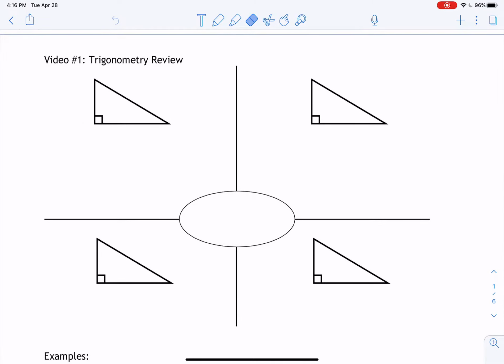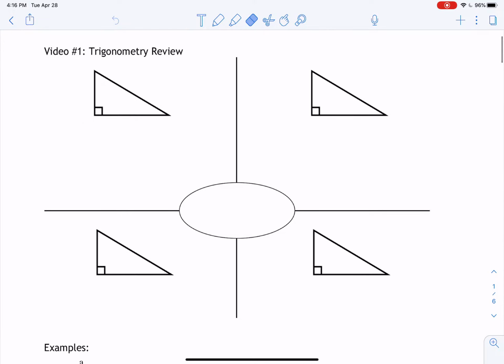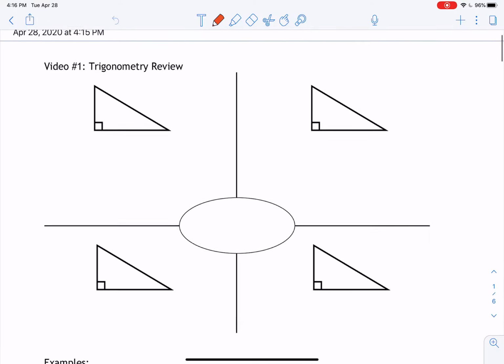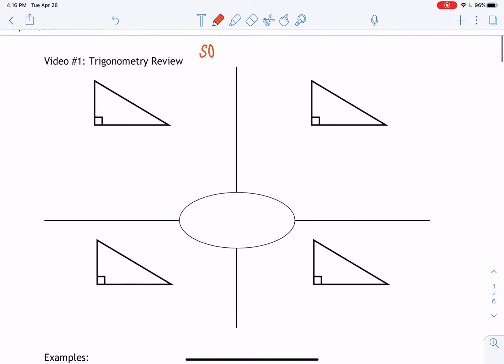Hello students, this is our video about trigonometry. If you've lost your notes, I strongly encourage you to have a piece of paper and follow along with me. So trigonometry is the topic where we have that fun acronym SOHCAHTOA. And so just to review, we started off with the ratio tangent.